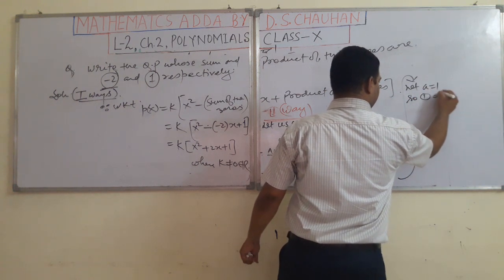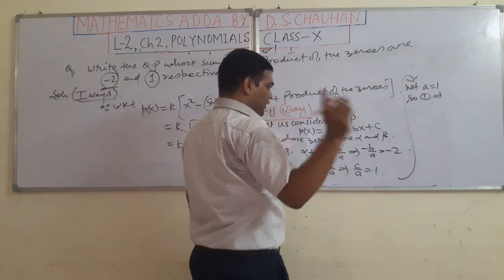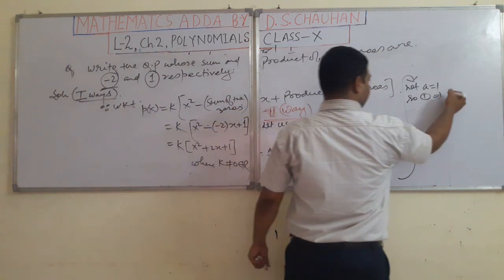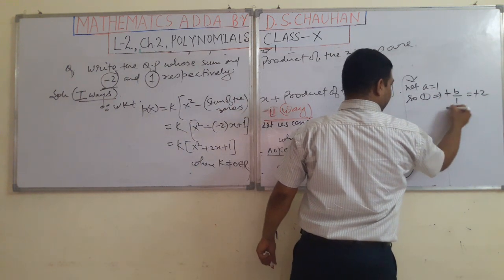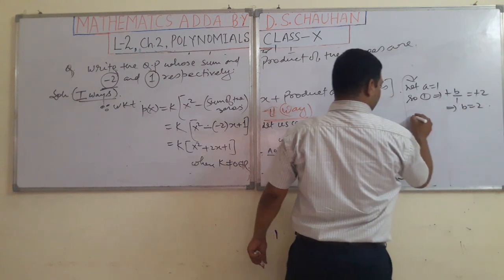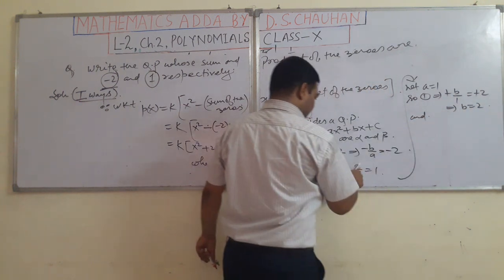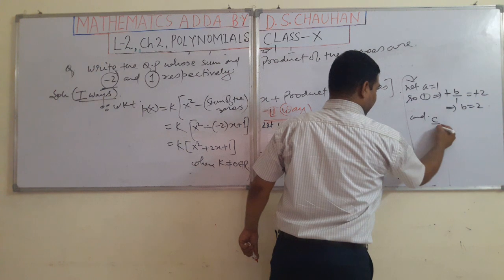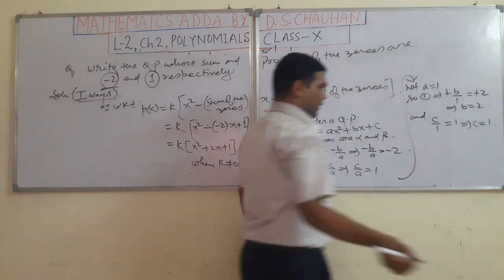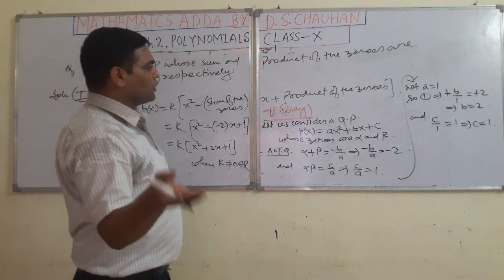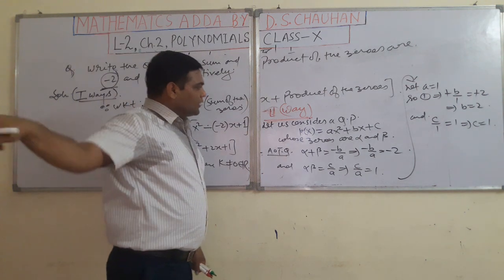So what becomes here, students? Minus B upon 1 equal to minus 2, minus 2 minus cancel, it becomes B equal to 2, and C upon A, this is C upon 1 equal to 1, it could be C equal to 1. So very easily we have the values of A, B and C.